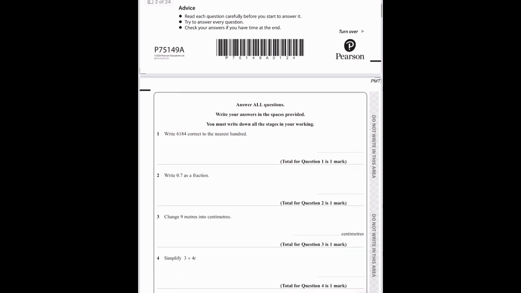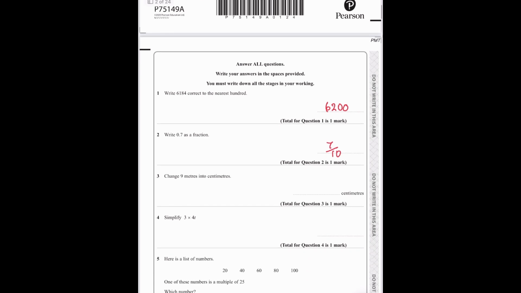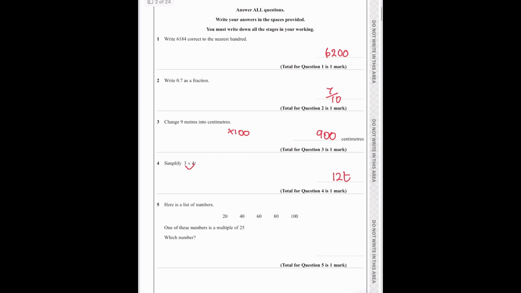Right, 6,184 to the nearest 100. That's going to be 6,200. Write 0.7 as a fraction, that's 7/10. Change 9 metres into centimetres, so we times by 100 and we get 900. Simplify 3 times 4t. 3 times 4 is 12, so 12t. Here is a list of numbers. One of these numbers is a multiple of 25, so that's 100.